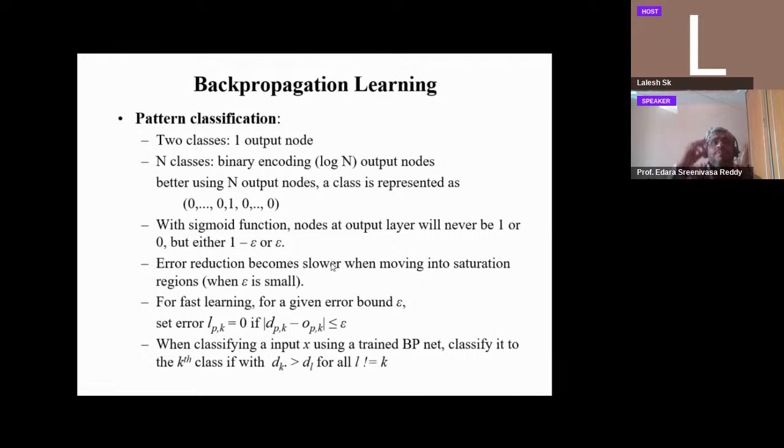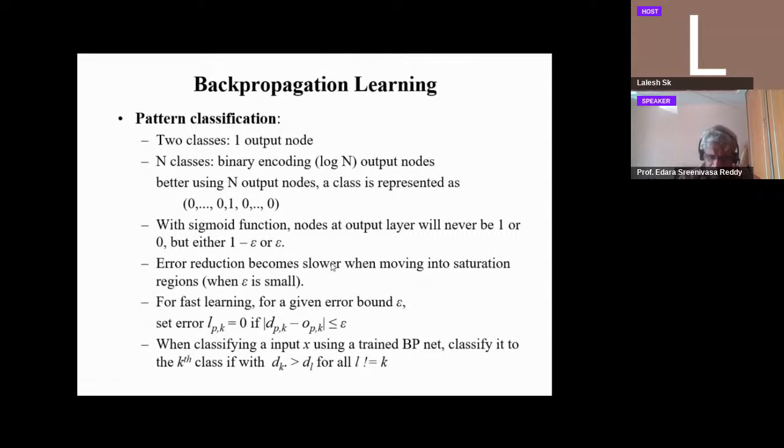But it is better using n output nodes, where a class is represented as 0, 0, 0, 0, 1, 0. And we are using a sigmoid function. Nodes at the output layer will never be 1 or 0, but either 1 minus E or E, an error. So don't be confused. Here we are not getting 0 or 1. We must assume yes or no. Yes or no depends upon error. If error is less, it is yes. If error is more, it is no.